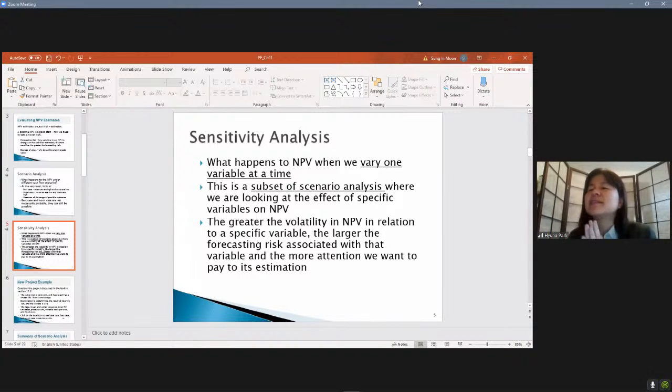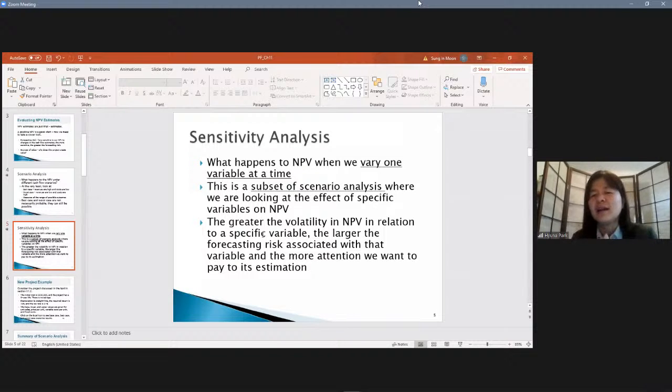But if there are many variables, it's very important. In that case, sensitivity analysis may not be enough. So we change all those variables and make best case, worst case, and base case scenarios. So that's a scenario analysis. In other words, sensitivity analysis is a subset of scenario analysis where we are looking at a specific variable and how that specific variable changes the NPV of the proposed project.